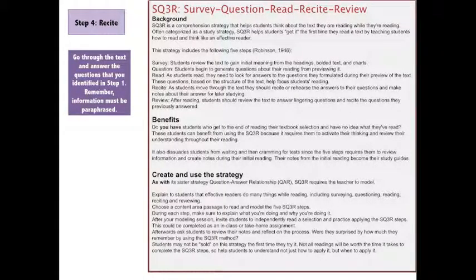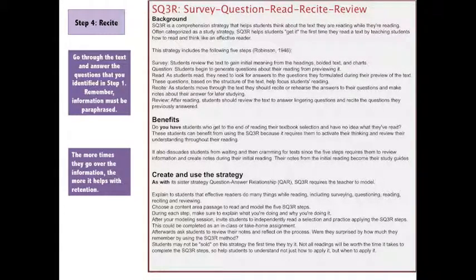The next thing is to recite, or retell, or recall. These are all kind of the same, they're titled differently in different texts. You're going to go through the text and answer the questions you identified in step 1. Remember, the information must be paraphrased. So once I have my students go through and highlight the answers, then I make them process them in their own words and answer those questions on their lined piece of paper.